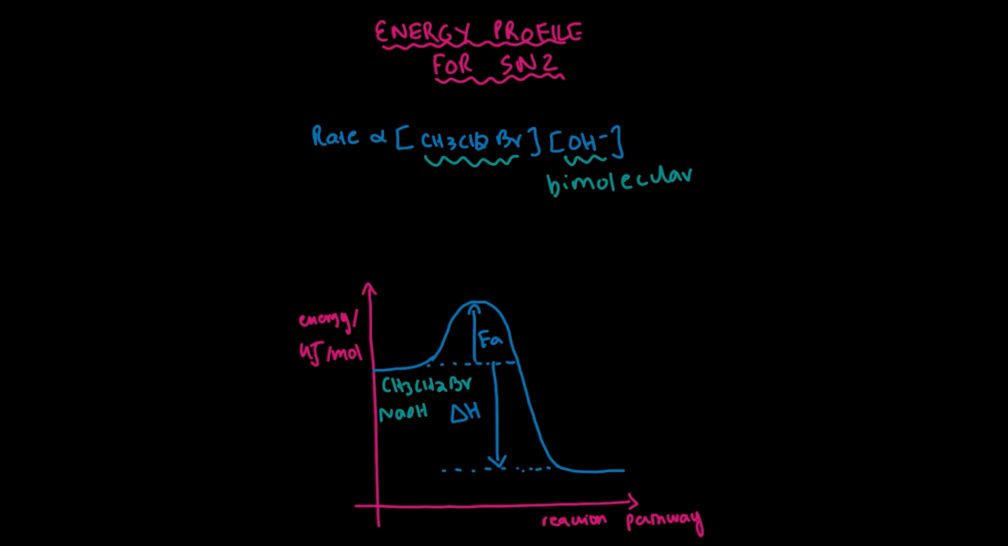This is your activation energy, which is the energy required to start the reaction. And at the bottom, you're going to have your products, which is going to be your alcohol, and you're also going to get NaBr, which is a salt. And this reaction is going to be exothermic because the enthalpy change is negative.